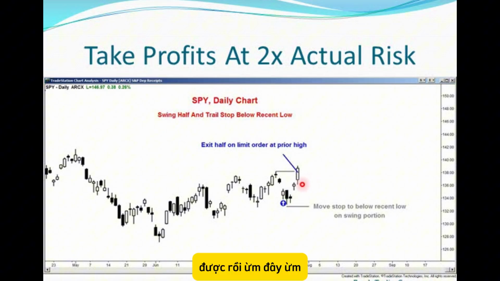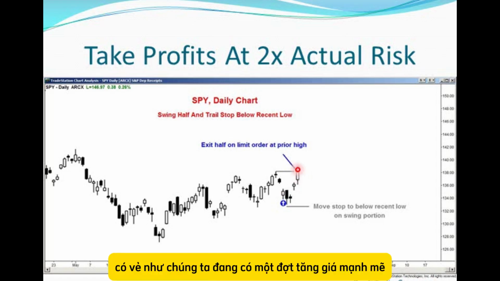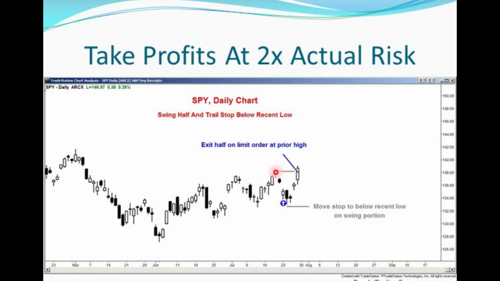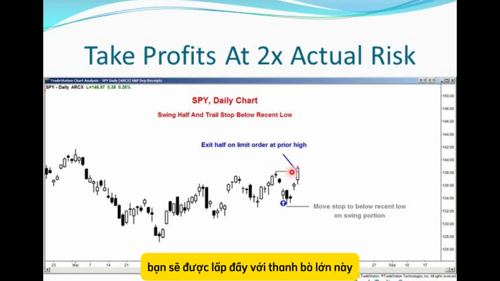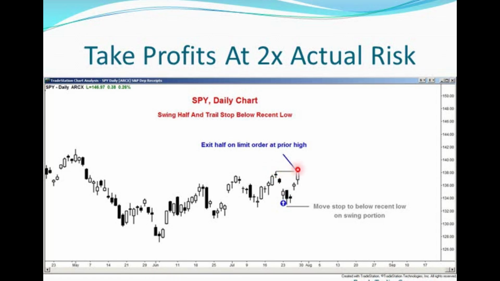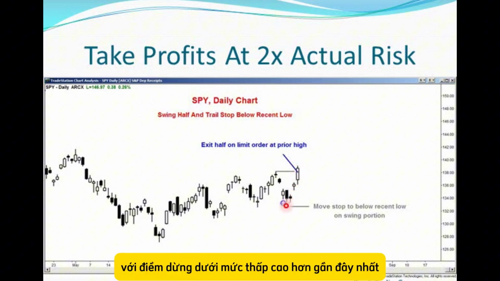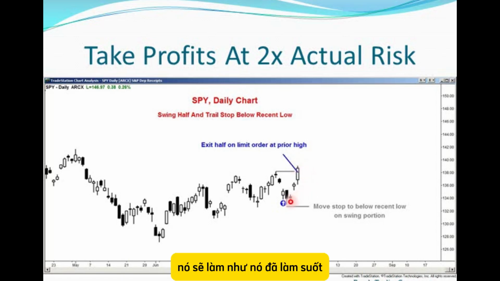Okay, here, excuse me. Looks like we're getting a strong bull breakout. You'll probably exit if you're exiting at the prior high. You would have been filled with this big bull bar. So let's say you exited half. You could swing the other half with a stop below the most recent higher low, thinking that if the market does pull down again, it will do like it's been doing all along and stay above the most recent higher low.